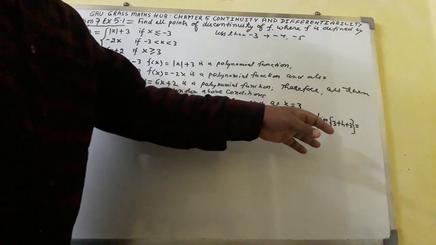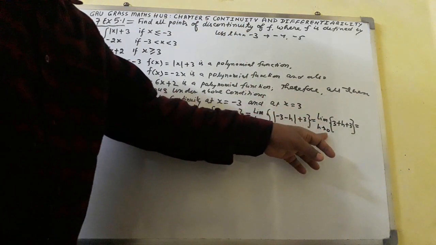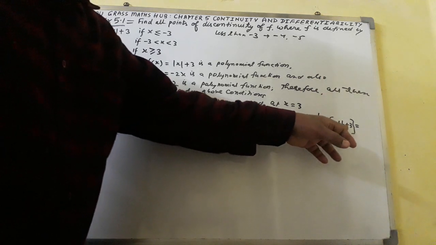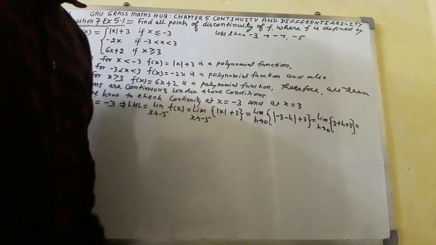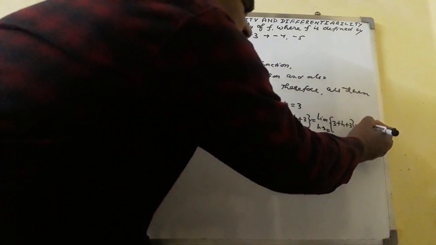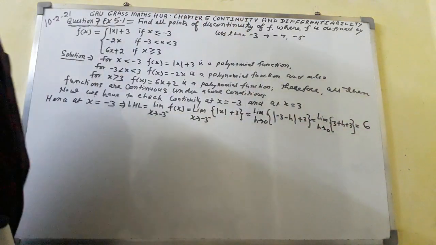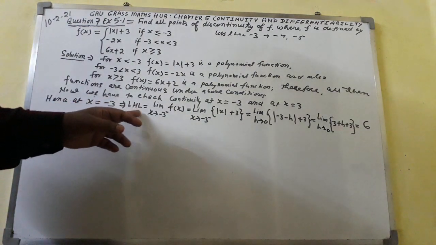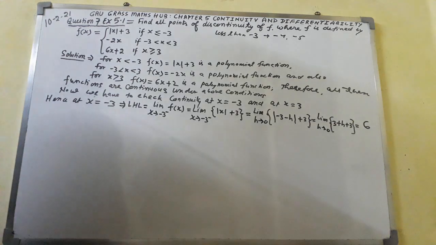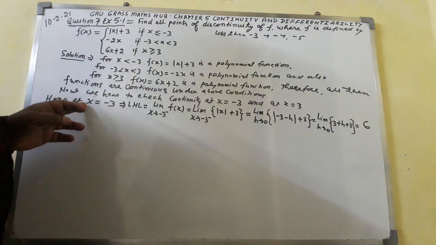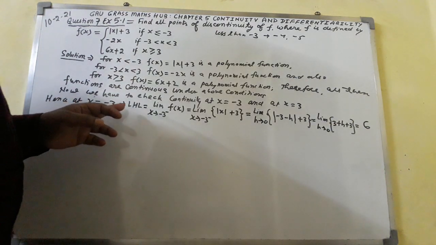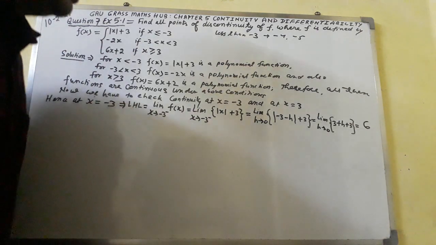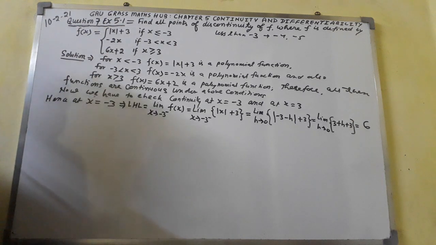When limit h tends 0 is removed, put the value h equal to 0. So you will get 3 plus 3, which is 6. The value of left hand limit you have got here is 6. Now at x equal to minus 3, I shall try to get the right hand limit. Let us see what the value of right hand limit comes out to be.